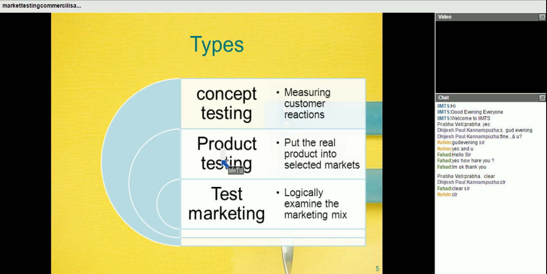Next is test marketing. In test marketing, we logically examine the marketing mix. I have already discussed the marketing mix with all of you a lot of times, so I need not discuss the terminology again. Clear, everyone? All four of you? Any doubts?